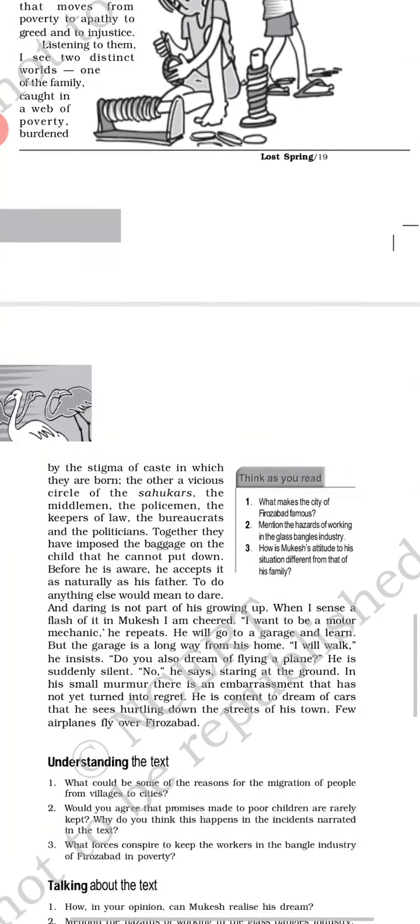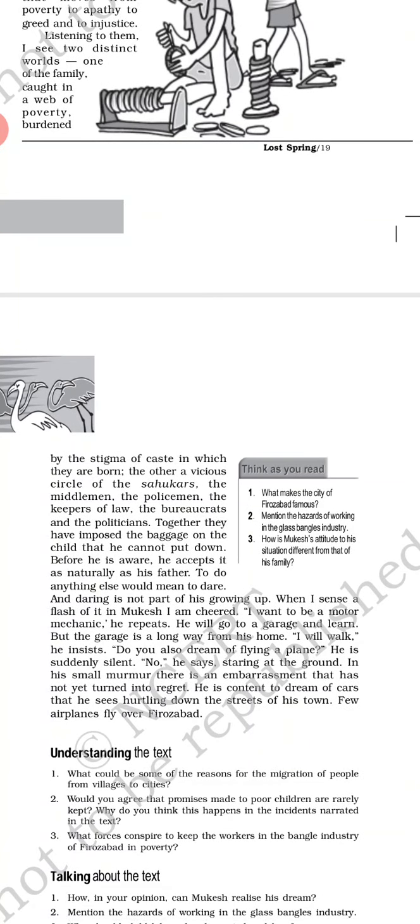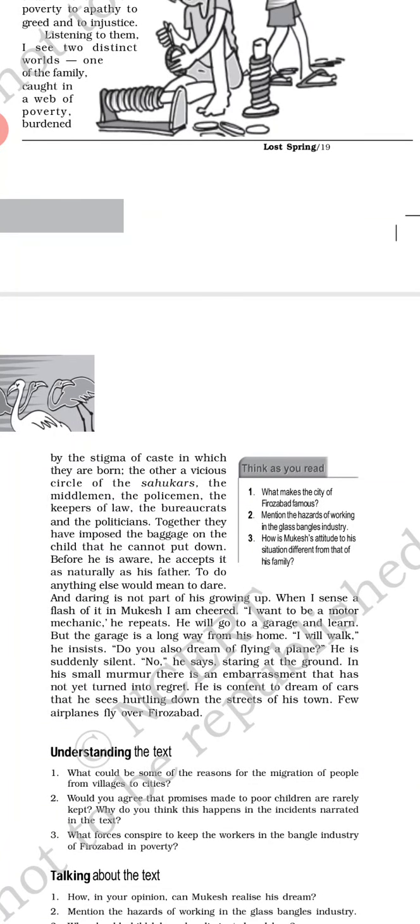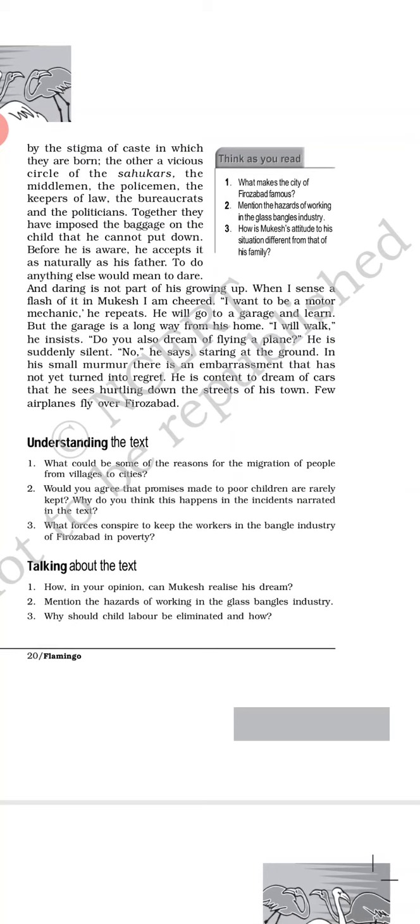Listening to them, I see two distinct worlds. Listening to these people, the writer feels that there are two completely distinct, different worlds. One is of a family caught in the web of poverty, living under poverty. Those people are poor, burdened by the stigma of the caste in which they are born, burdened by the consciousness that they are born in a caste which is low.